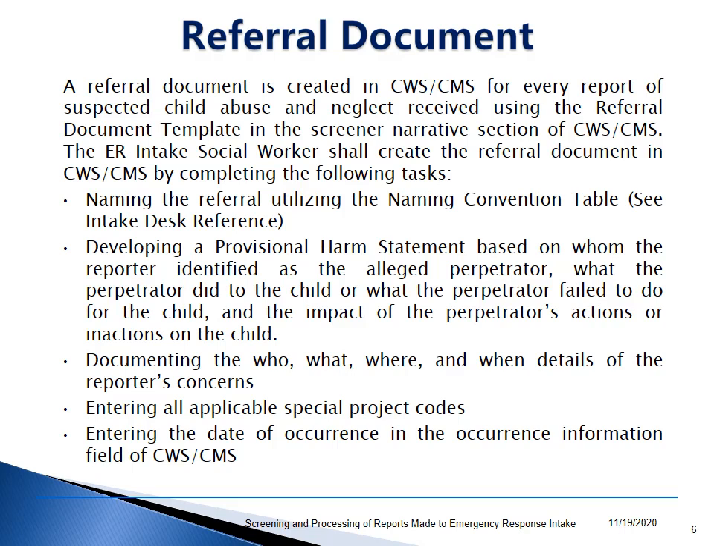Developing a provisional harm statement based on whom the reporter identified as the alleged perpetrator, what the perpetrator did to the child or what the perpetrator failed to do for the child, and the impact of the perpetrator's actions or inactions on the child. Documenting the who, what, where, and when details of the reporter's concerns, entering all applicable special projects codes, and entering the date of occurrence in the occurrence information field of CWS/CMS.